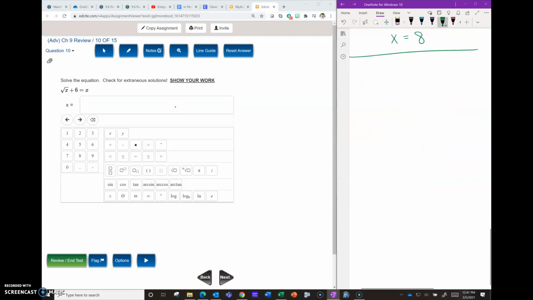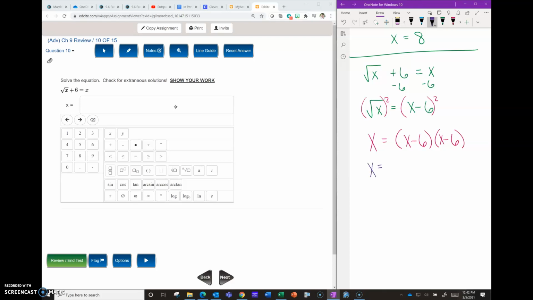Again, show your work. The square root of x plus 6 equals x. Get the square root by itself, and then square both sides. Now this is where people usually go wrong. On the right side, x minus 6 squared means that you have to multiply x minus 6 times itself. When you multiply that out, you will get x squared minus 6x minus 6x, that's minus 12x, plus 36.